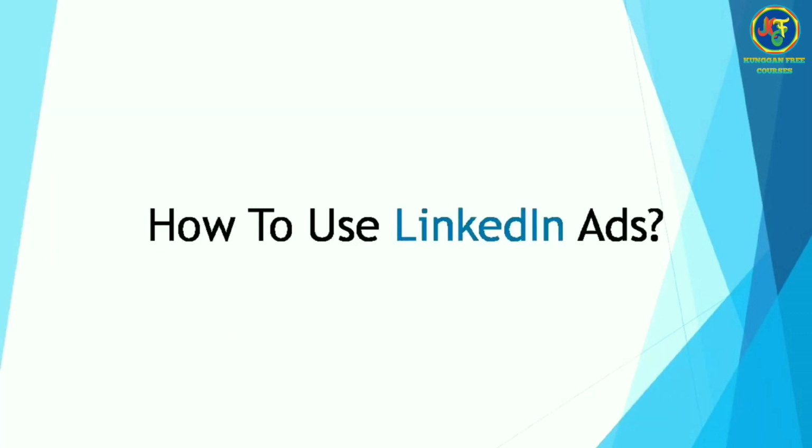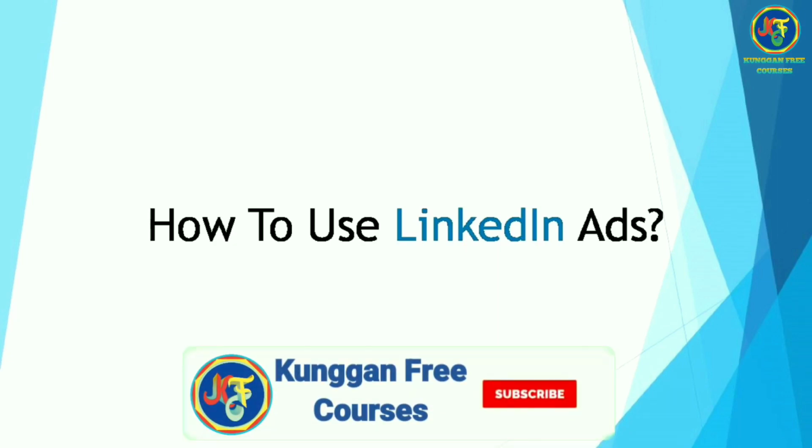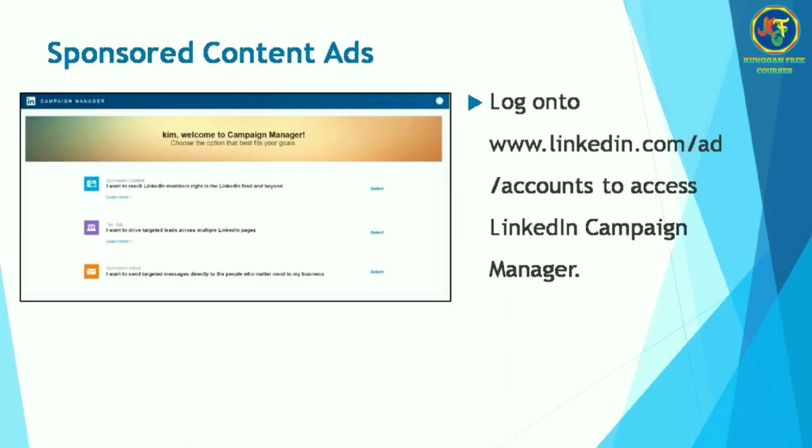In this step-by-step tutorial, I will be guiding you on setting up a sponsored update campaign on LinkedIn. To create a sponsored content ad, you'll need an account linked to your LinkedIn company page or showcase page to create a sponsored update. If you haven't already created an account, you can start by setting up a business account through the LinkedIn Campaign Manager. So once you've created a business account, head over to linkedin.com/ad/accounts to access LinkedIn Campaign Manager.